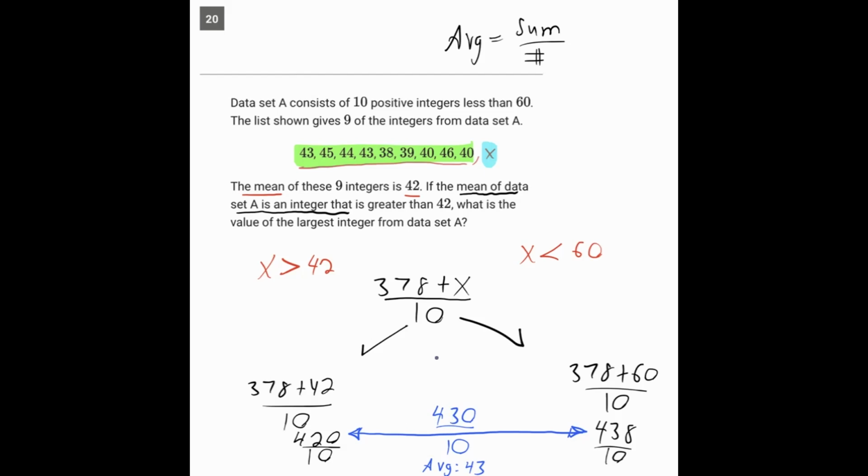So all we need to figure out is what number do we need right here to make the sum come out to 430. And that's really easy to figure out. Let's just do some math off to the side. 378 plus an unknown number is going to give us 430. Take away 378 from both sides, and you get 52. And that's our answer for what x needs to be.